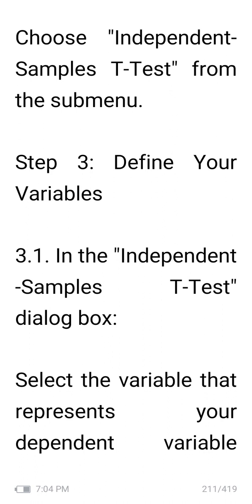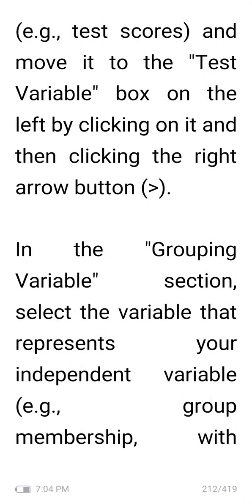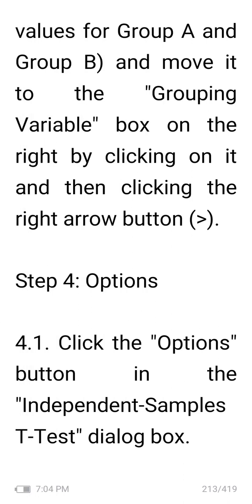Define your variables in the Independent Samples t-test dialog box. Select the variable that represents your dependent variable, test scores, and move it to the test variable box on the left by clicking on it and then clicking the right arrow button. In the grouping variable section, select the variable that represents your independent variable, group membership with values from Group A and Group B, and move it to the grouping variable box on the right by clicking on it and then clicking the right arrow button.